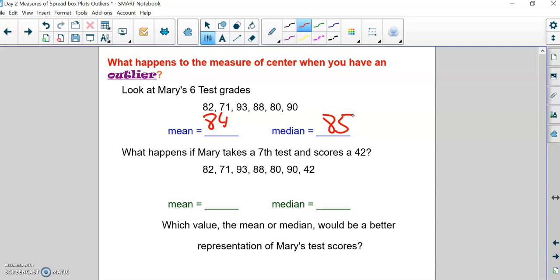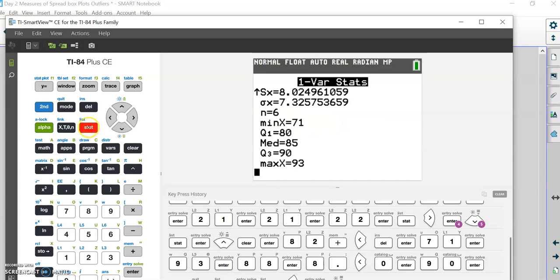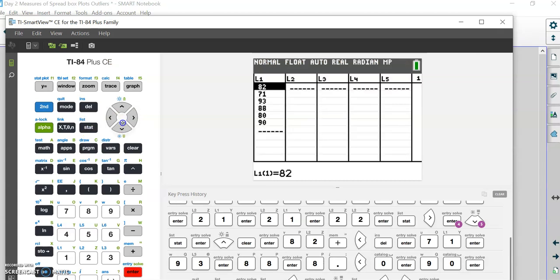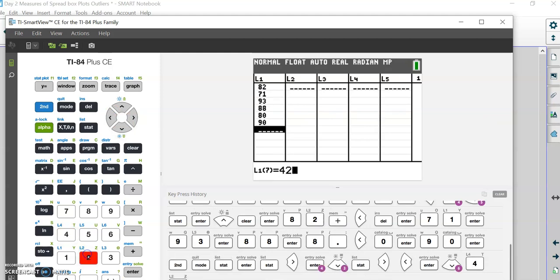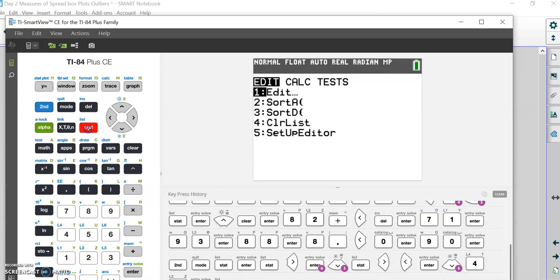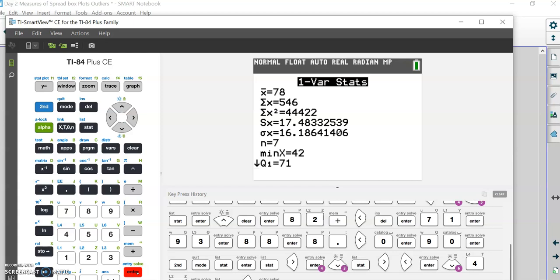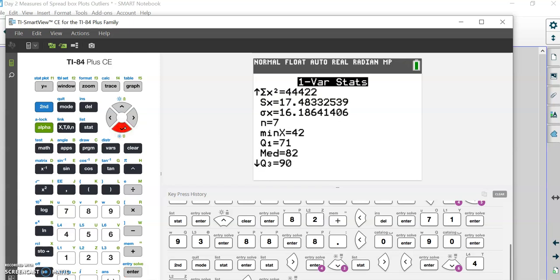And then we're going to do the same thing where we're going to add that they made a 42 on the last test, which seems very not like the others. And so if we add that into our data set, we go to stat, we go to edit first. I'm going to scroll down and add that 42 in. We're going to calculate just like we did. So one variable stats. And now our mean is 78 and the median is 82.